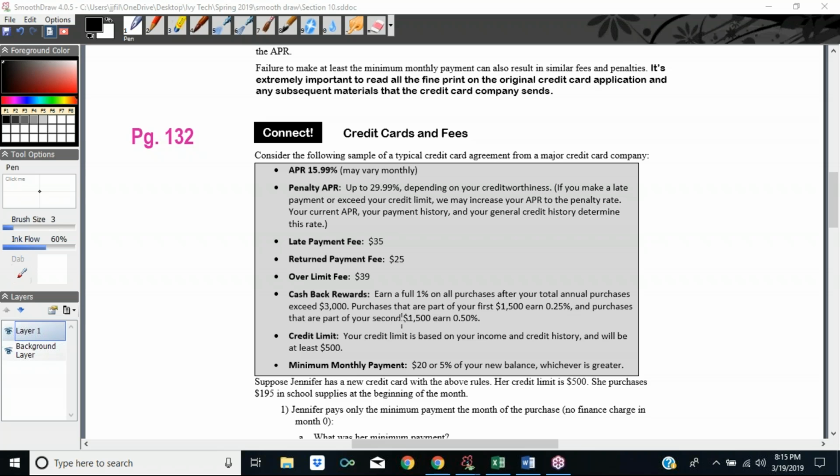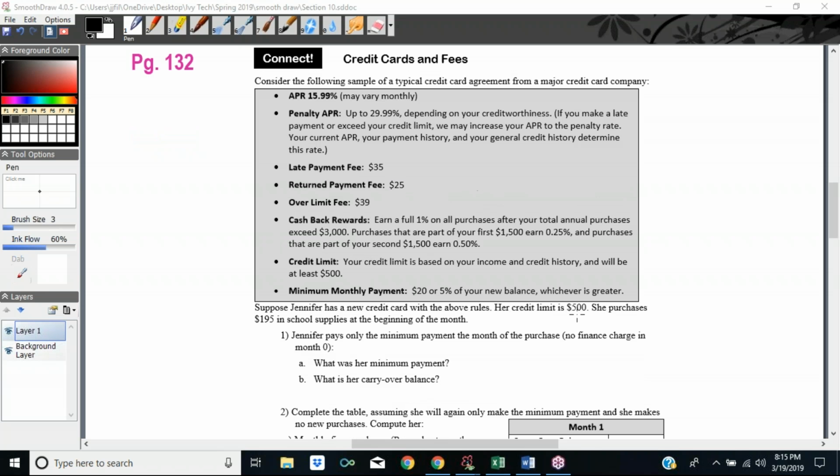Purchases that are part of your first $1,500 earn a whole whopping 0.25%. And purchases that are part of your second $1,500 earn an additional whopping 0.5%. The credit limit is $500, and the minimum monthly payment is $20 or 5% of your new balance, whichever is greater. So let's look at Jennifer here.